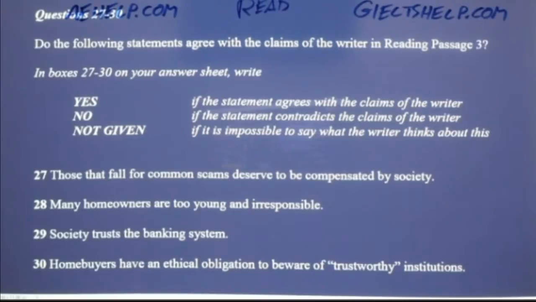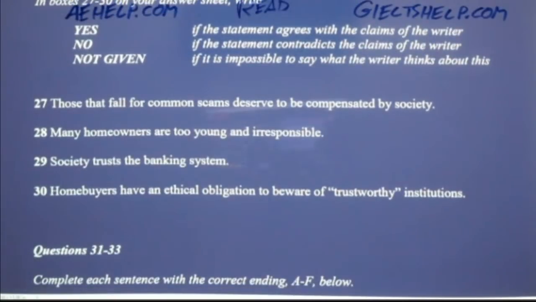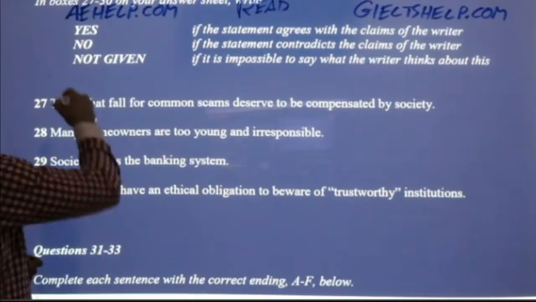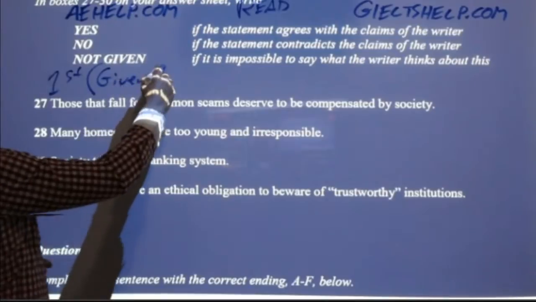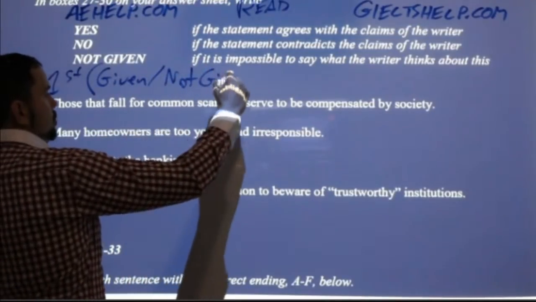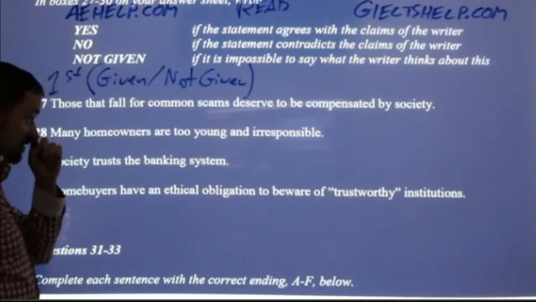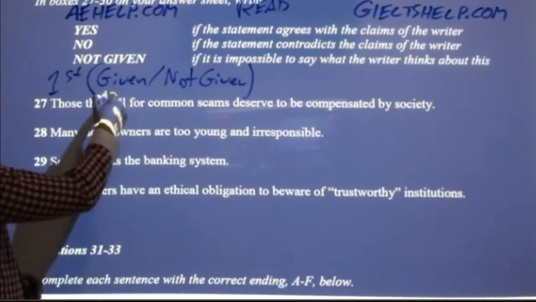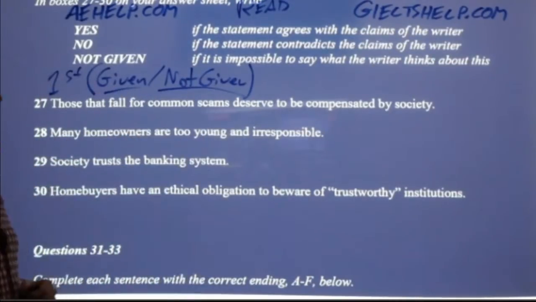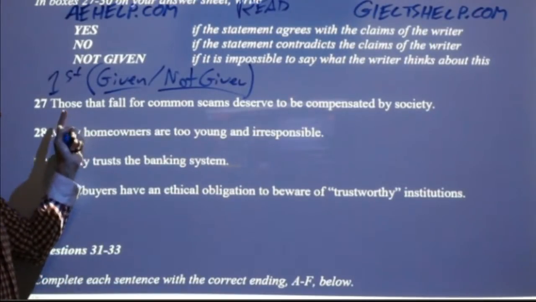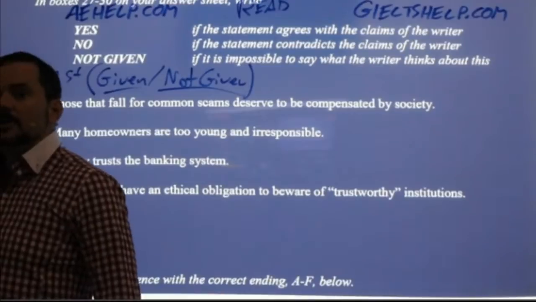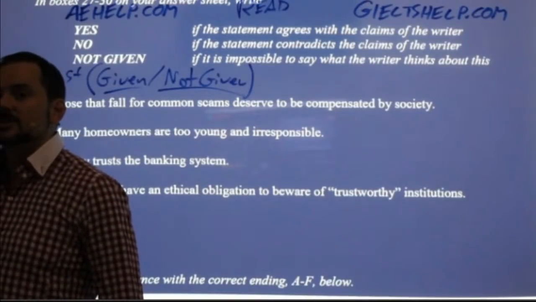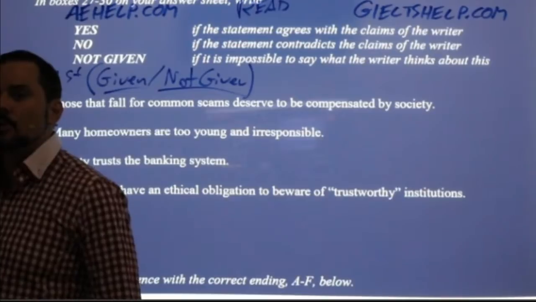All right. Now there's some really logical steps to yes, no, not given and true, false, not given. First, you have to figure out, is it given or is it not given? Don't try to figure out true or false, or yes or no, first. Just try to figure out if it's given or not given. The way to do that is to figure out if this information belongs in the passage or does not belong in the passage. The way to do that is to think about whether it is important for the passage or not.